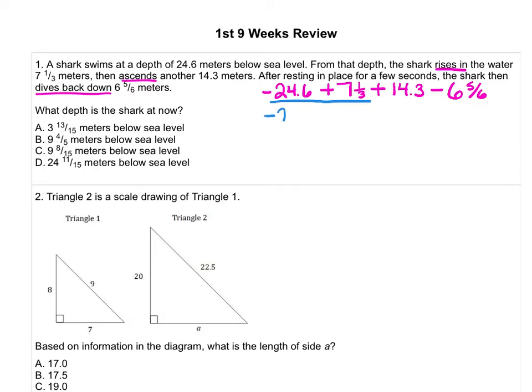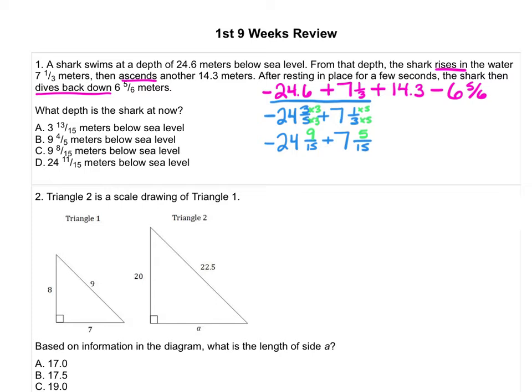So negative 24 6/10 would be 6 over 10, which we can reduce to 3/5, plus 7 1/3. Well, that is like saying negative 24 and something 15ths plus 7 and something 15ths. 5 times 3 is 15, and 3 times 3 is 9. 3 times 5 is 15, and 1 times 5 is 5.